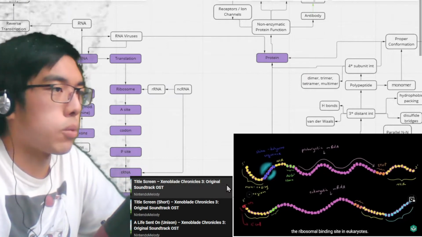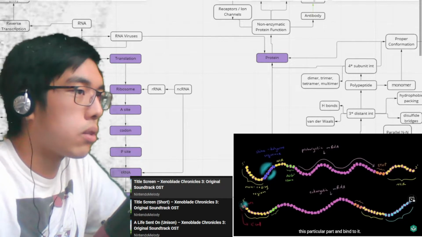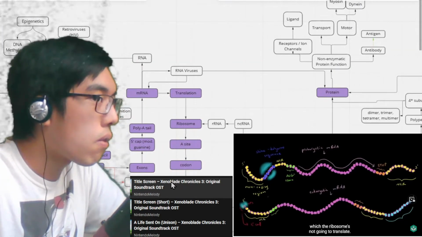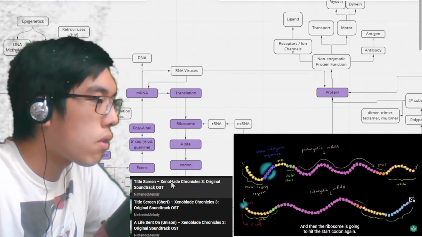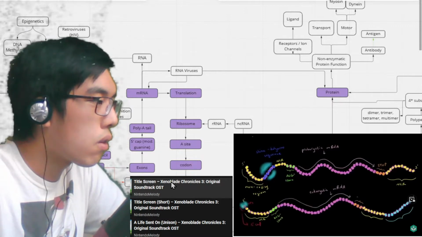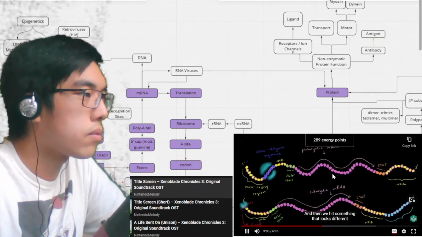And the 5' cap is actually the ribosomal... I'm just looking at my map right now, and I'm seeing that the ribosome is going to recognize this only includes eukaryotic mRNA. So after the 5' cap, we have this other non-coding region, which the ribosome is not going to translate. And then the ribosome is going to hit the start codon again, AUG. Tell it to start, and it's going to start translating. So it's going to translate this entire section until it hits the stop codon. And then we have another non-coding region. And then we hit something that looks different than what we've seen in the prokaryote.